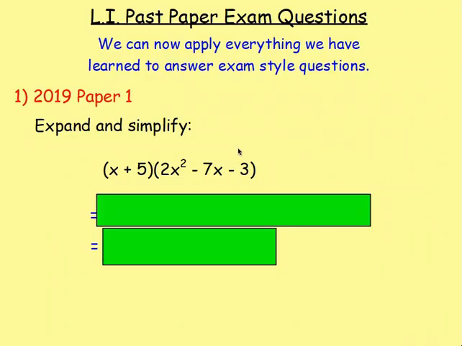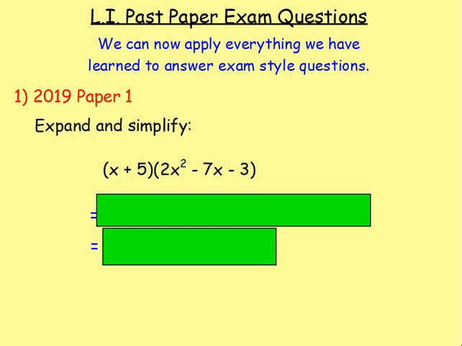This question from Paper 1 said... What does Paper 1 mean? Paper 1 means it's non-calculator. It says expand and simplify x plus 5 bracket 2x squared take away 7x take away 3. How would you go about doing that?